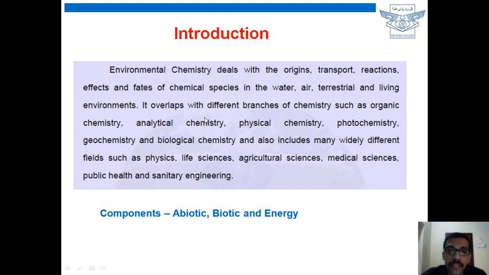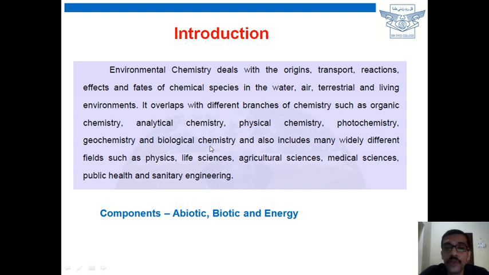How can you define the branch? Environmental chemistry deals with the origins, transport, reactions, effects and fates of chemical species in the water, air, terrestrial and living environments. It overlaps with different branches of chemistry such as organic chemistry, analytical chemistry, physical chemistry, photochemistry, geochemistry and biological chemistry.